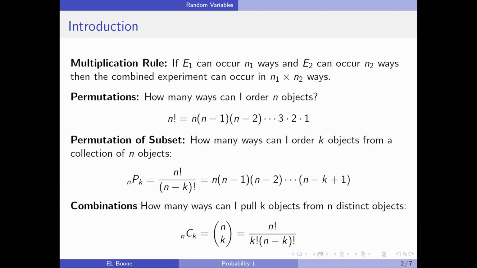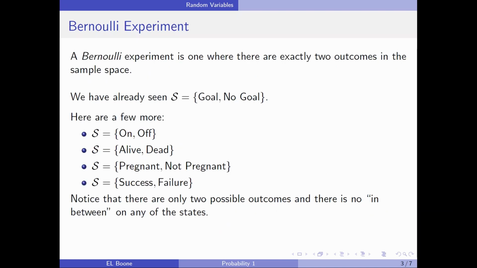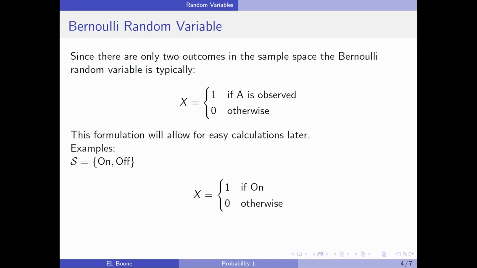So here we're going to start with the simplest experiment. The simplest experiment is the Bernoulli experiment. It's one where there are exactly two outcomes in the sample space. So we've already seen one of these, which is goal, no goal, right? When we were interested in soccer, or football in America. So anyway, here's a few more: on or off, alive or dead, pregnant, not pregnant, success, failure. Notice that there are only two possible outcomes and there is no in between on any of the states. So you're either one or the other, nowhere in between.